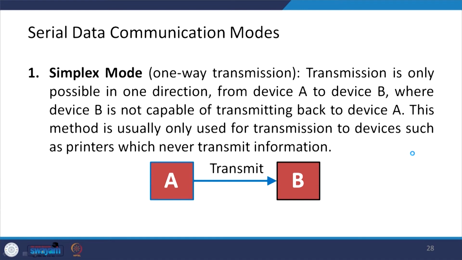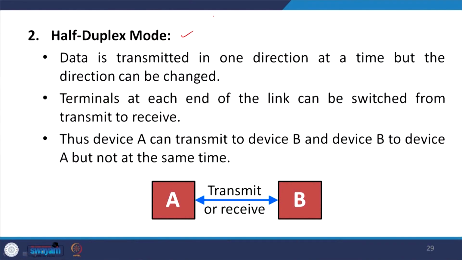Now, let us look at the serial data communication modes, the three modes which I have talked to you about. The simplex mode is basically only one-way transmission from, say, A to B. The transmission is only possible in one direction from device A to device B, where device B is not capable of transmitting back to device A. This method is usually used for transmission to devices such as printers, which never transmit information. Then we have the half duplex mode.